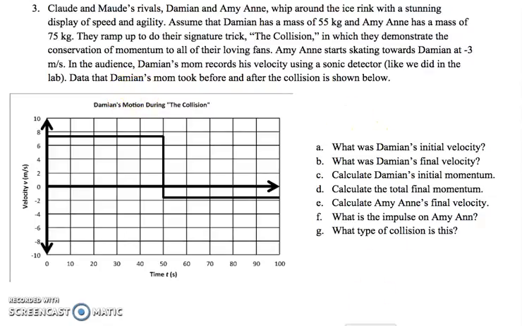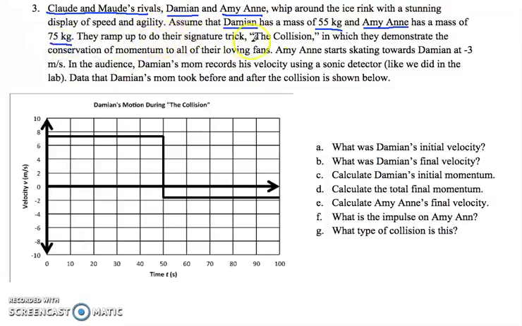Okay, in this video we're going to be going over problem 3 off of the momentum review. So, problem 3 reads like this. We have Claude and Maud's rivals, Damien and Amy Ann. They're whipping around the ice rink with a stunning display of speed and agility. It says assume Damien has a mass of 55 kilograms and Amy Ann has a mass of 75 kilograms.